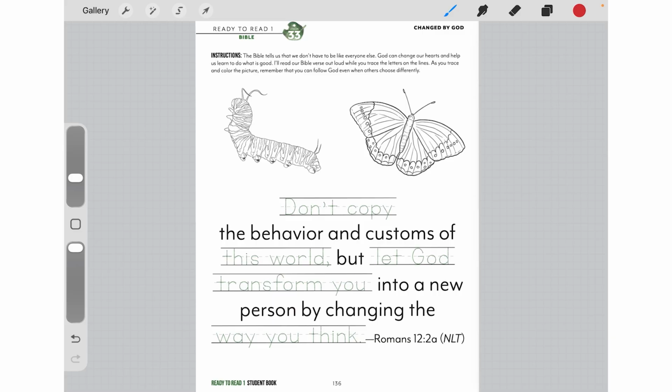Don't copy the behavior and customs of this world, but let God transform you into a new person by changing the way you think. Romans 12, verse 2a. Now let's practice tracing the words together. Ready?